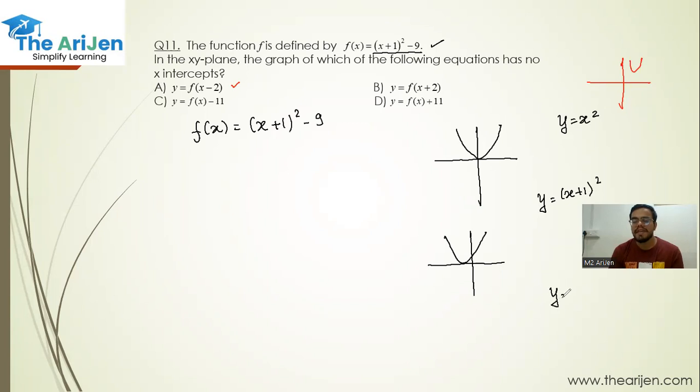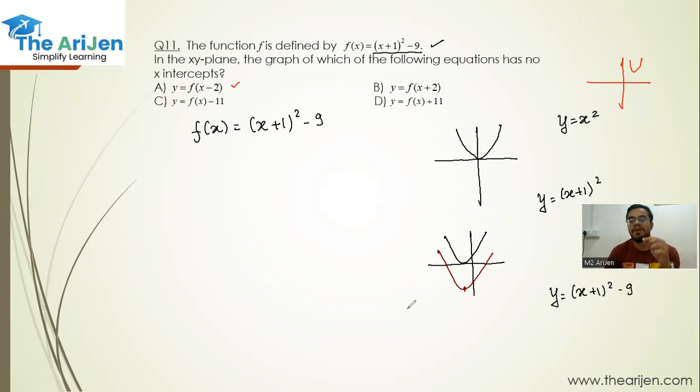And now if I am saying y equals (x plus 1) whole square minus 9, where would the graph shift? So the graph would be going slightly below. Yes. At this point, 1 comma minus 9. Okay. I hope this part is clear.